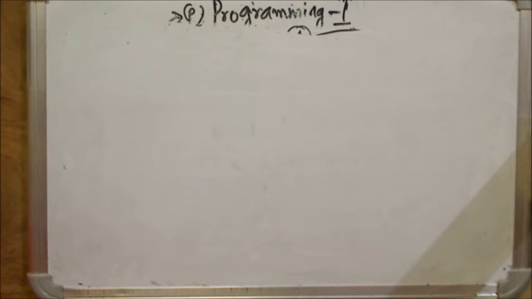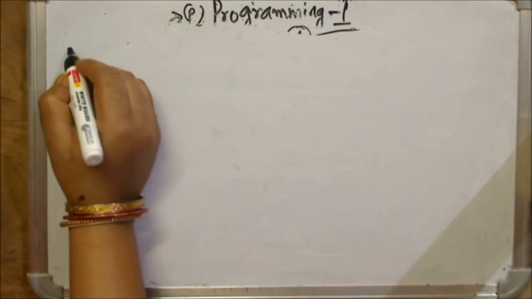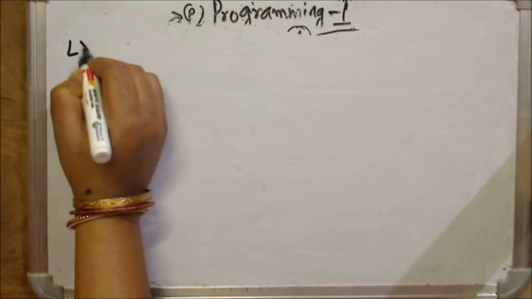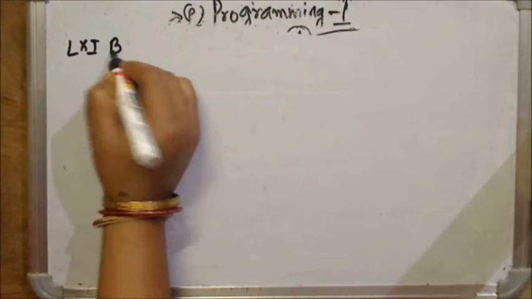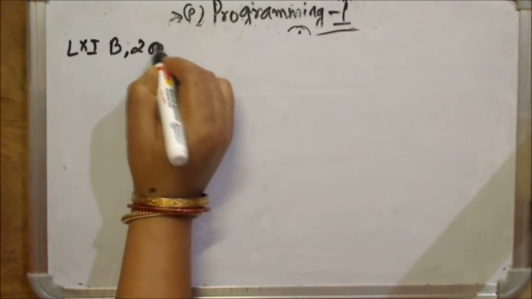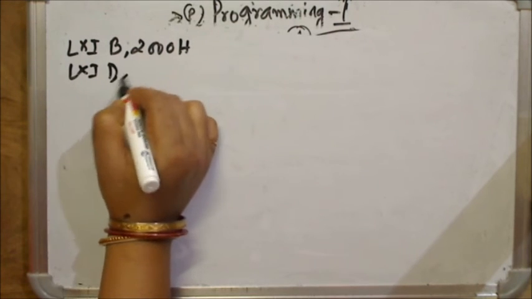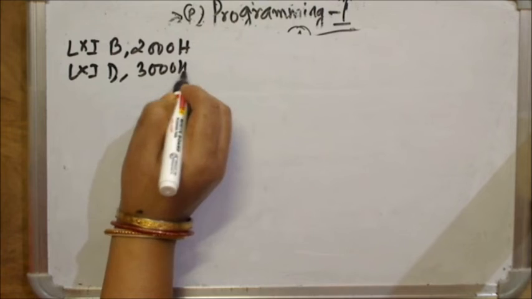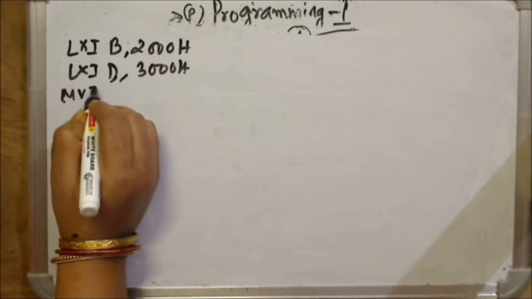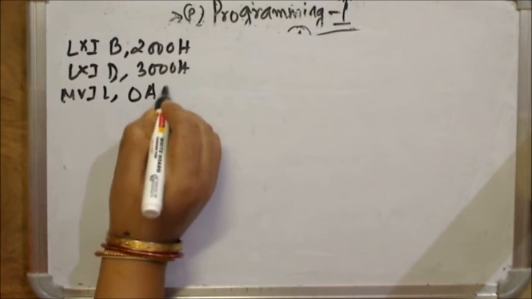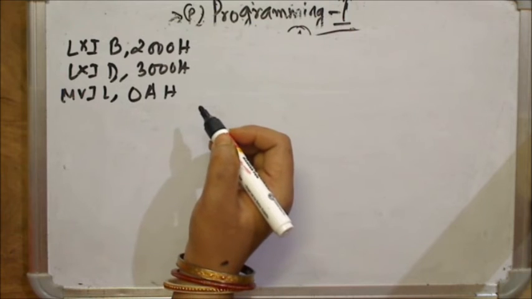What was our first step? First you have to initialize the register pair and the count. Okay, so let us initialize the register pair. LXI B, 2000H, LXI D, 3000H, and MVI L, 0AH. So all your initialization is over.